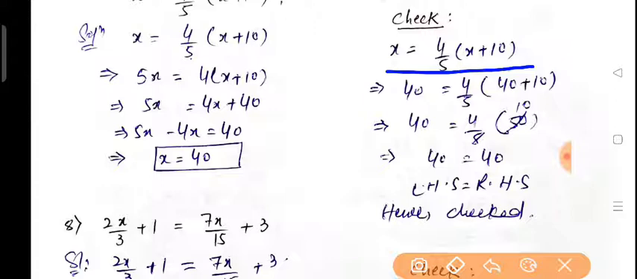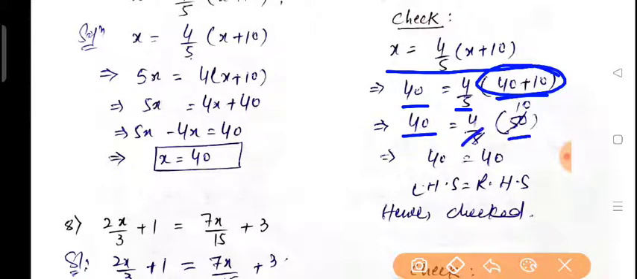In place of x we put our value, that is 40, and then we move further. In place of x I have put 40, 4 by 5 it is as it is. In place of x I put 40 plus 10. Then moving on to the next step, 40 is equal to 4 by 5 as it is. Then I solve the bracket first, 40 plus 10 is 50.